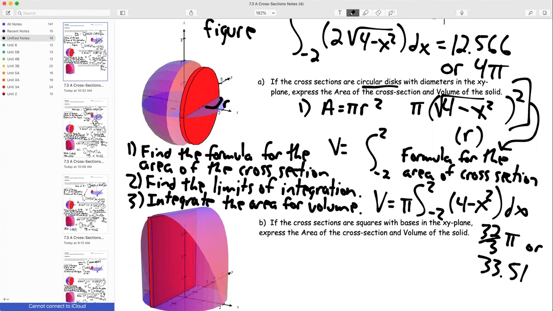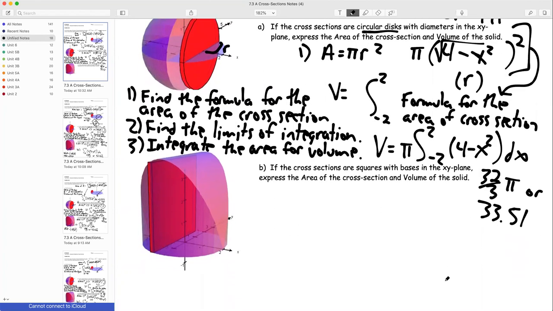All right, here we go, part B. If the cross sections are squares with bases in the XY plane, express the area of the cross section and volume of the solid. Okay, so my blue base region has not changed. The cross section has changed. It is no longer a circle, but it is now a square. And the square is sitting on top of the blue base. Okay, and so they want me to find the area of that cross section, the square, just like we did in the previous one. And then if I were to find all of the squares from -2 to 2, it's going to make a three-dimensional figure that's similar to the purple shape there. Okay, so that's what we're doing.